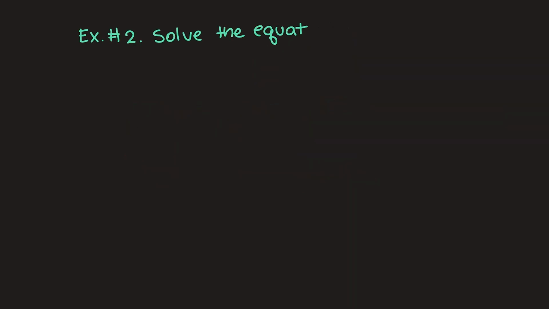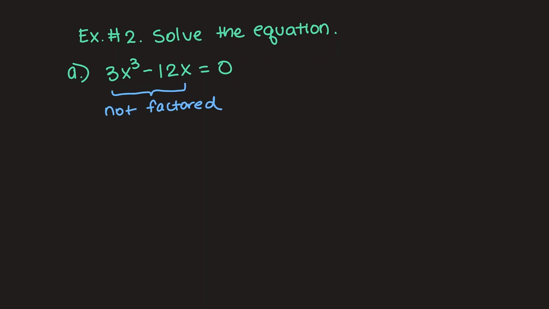Okay, so for the next example, notice how the left side is not factored. In order to use the zero factor property, this side will first need to be written as factors. The first step is always to see if there's a GCF that can be factored out. These terms have a GCF of 3x. So let's factor this out.